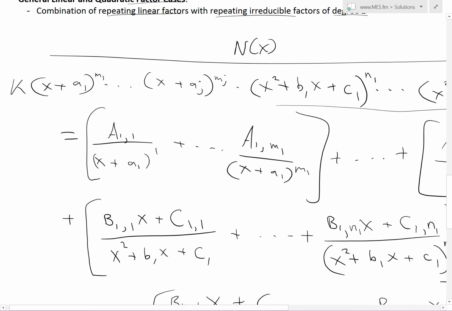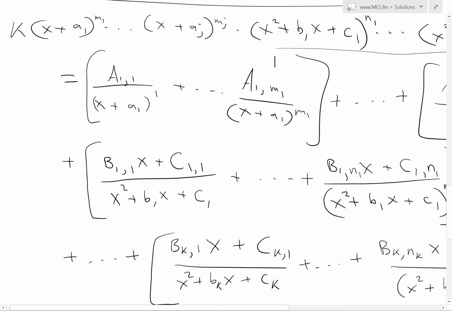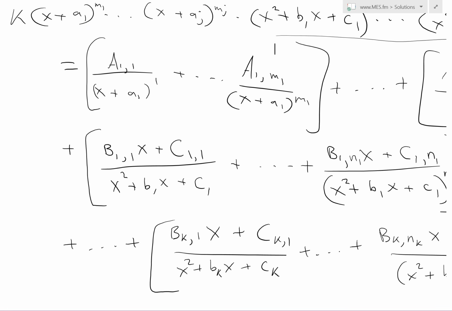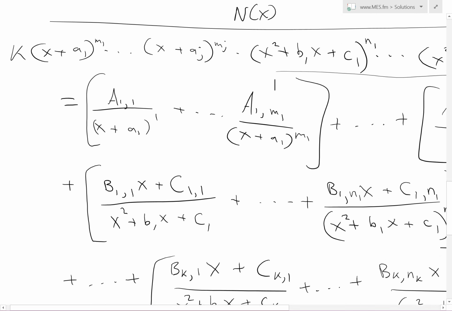And now what we're going to get here is basically similar to the general case for the simple linear ones. For the linear factors here, we're going to have to include coefficients for this x plus a1, power of 1, all the way to x plus a1 power of m1.